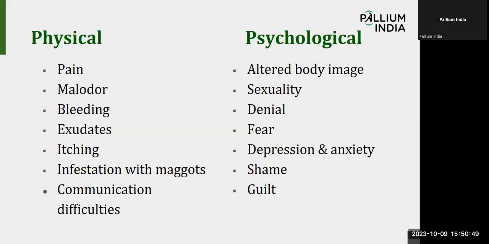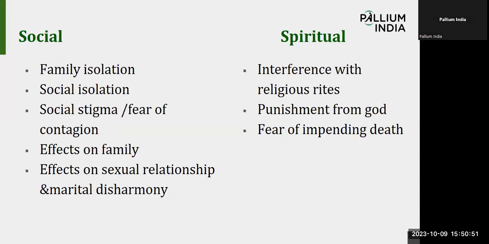Then social: complete social isolation will be there. Family isolation along with social isolation, both will be there. Social stigma: nobody will be going into that patient's house, right? The fear of contagion, that it will spread. In the south it is not that prevalent. In north areas, if somebody gets cancer, they will say don't go to that house, you will also get that, right? So this kind of stigma and superstition is there.